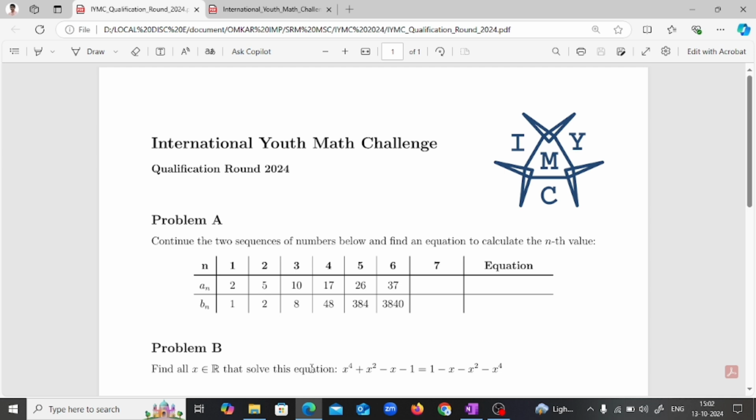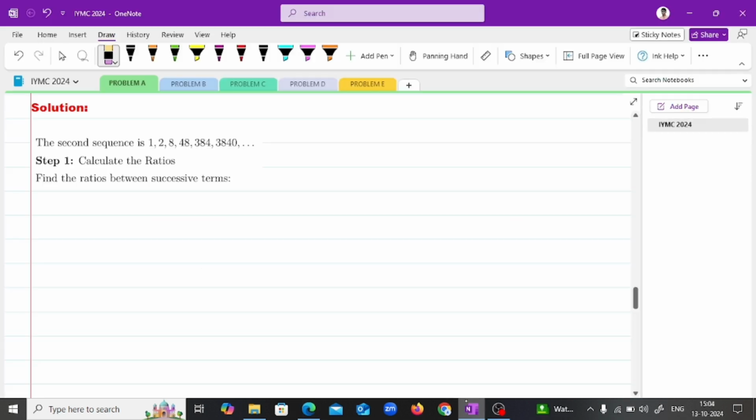Here is how it goes: 1, 2, 8, 48, 384 and 3840. Looks a bit complicated, right? But don't worry, we will figure this out together. So without wasting more time, we will directly solve our problem. The second sequence is 1, 2, 8, 48, 384, 3840.